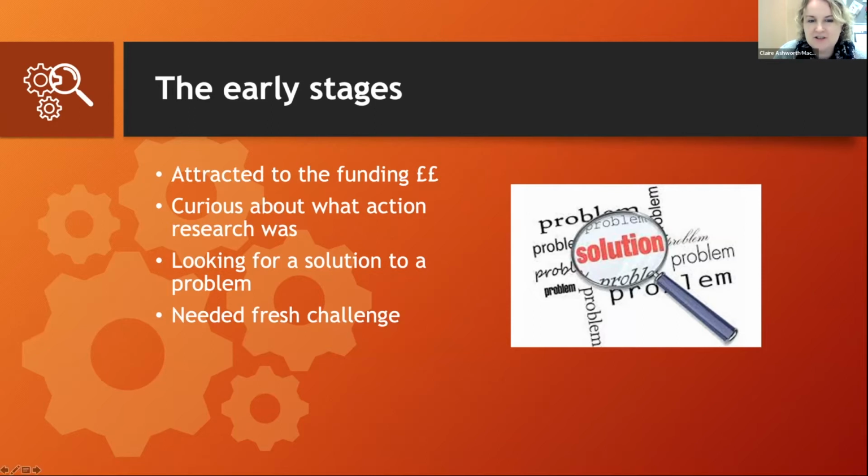So our issue was that the functional skills level 1 maths pass rate was very low. It was in line with national, but that still isn't a very good percentage. So I wanted to do something about it. And I saw the action research and I thought, I think we'll give that a go.